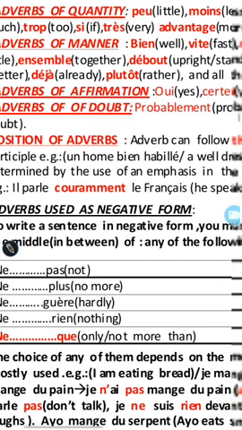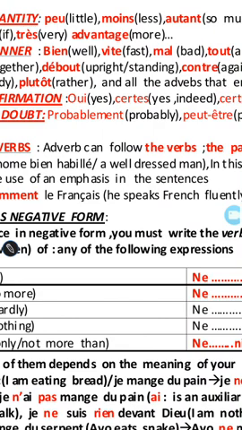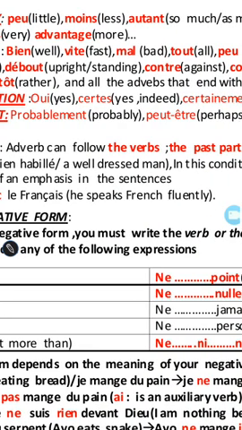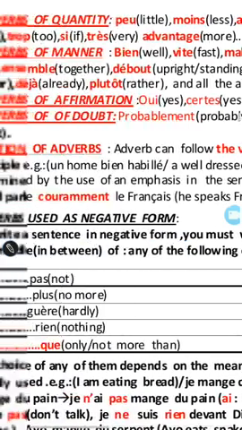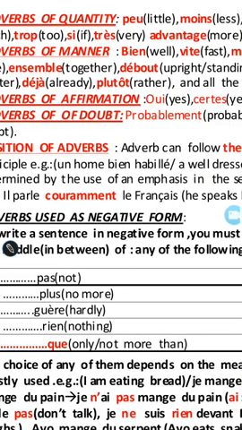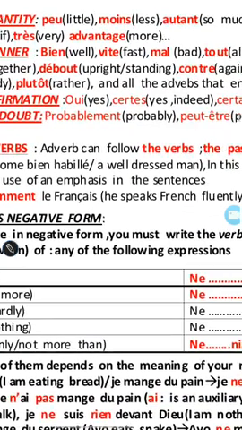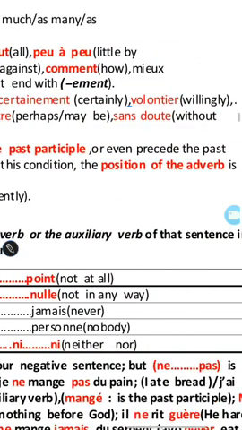Look at this example here. The choice of any of them depends on the meaning of your negative sentence, but ne pas is the most commonly used. I am eating bread: je mange du pain. In negative form: je ne mange pas du pain. That means I'm not eating bread.